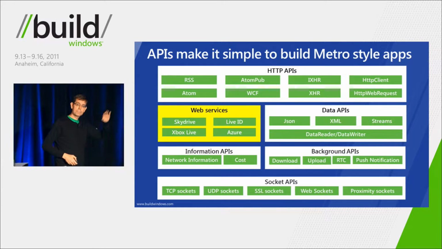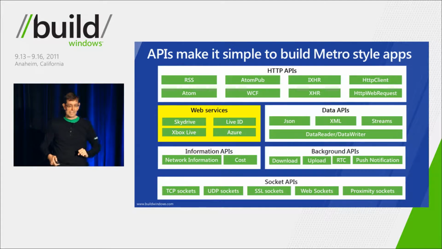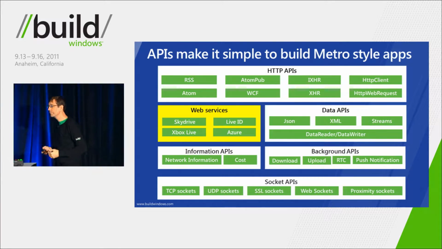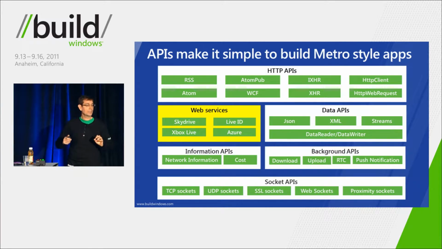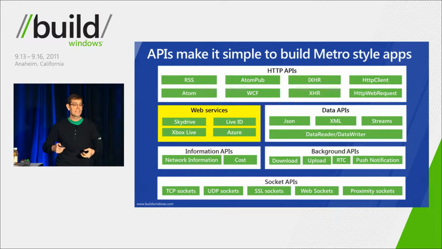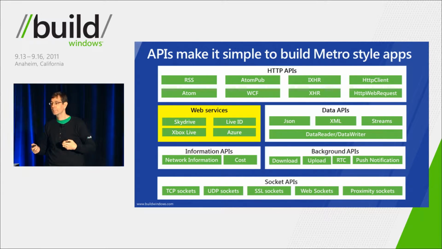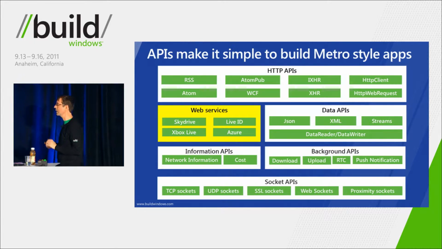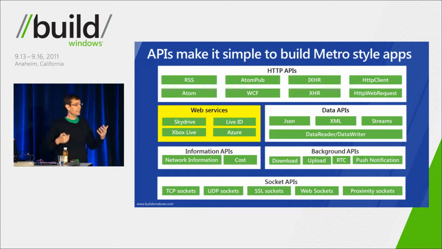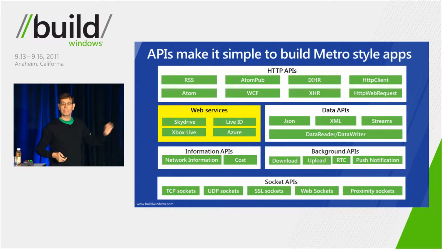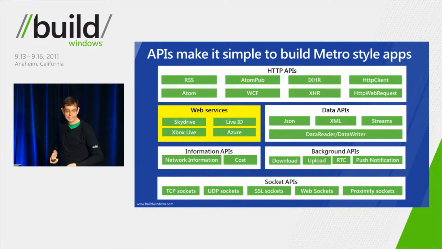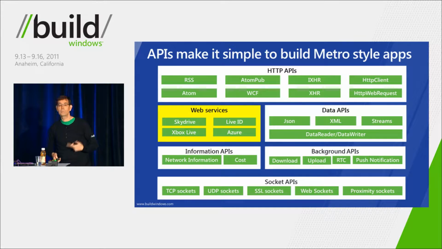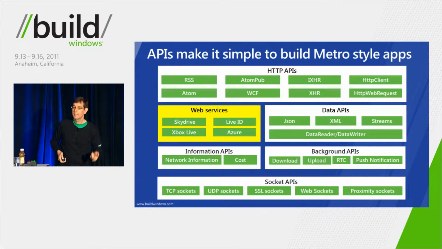Now, jumping up in abstraction levels, we have our web services APIs. What do these do? Well, the HTTP APIs are for when you're going to some web service and you need gets and posts. But a bunch of web services we believe will be so common that we want you to have a straightforward API direct to that web service. And that's things like SkyDrive and Live and Azure and Xbox Live. Every single one of these has a talk at one point or another during Build.